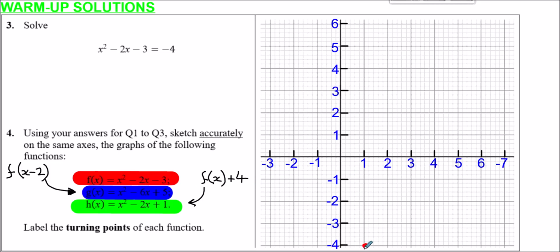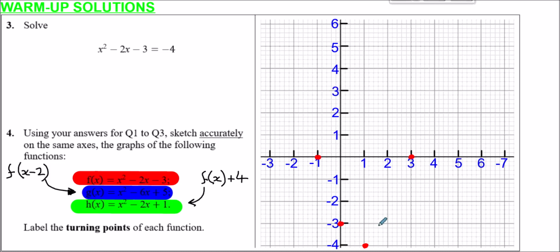So the turning point of f of x was here. The roots of it, we worked out, were minus 1 and 3. So we can add those into our plot too. The y-axis intercept, when x is 0, it says sketch accurately, so let's know as much as we can. When x is 0, this becomes 0, take 3. So by substituting in x is 0, we see that the y-axis intercept would be negative 3.